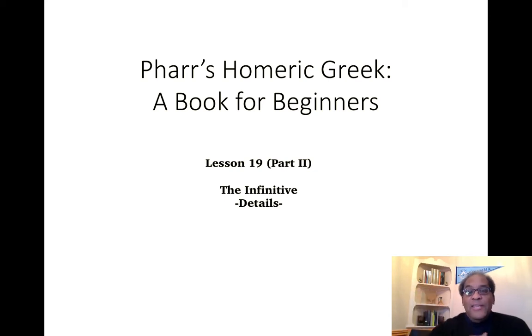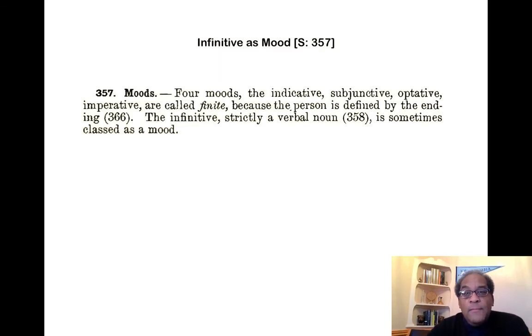Good morning, scholars. Today we're going to continue our way through Pharr's Homeric Greek: A Book for Beginners, looking a little deeper at the infinitive, especially the uses of the infinitive that we've seen so far in our text, or we'll see soon. Okay, so again, the infinitive is often thought to be a mood. There are four moods in Greek, strictly speaking: the indicative, the subjunctive, the optative, and the imperative.